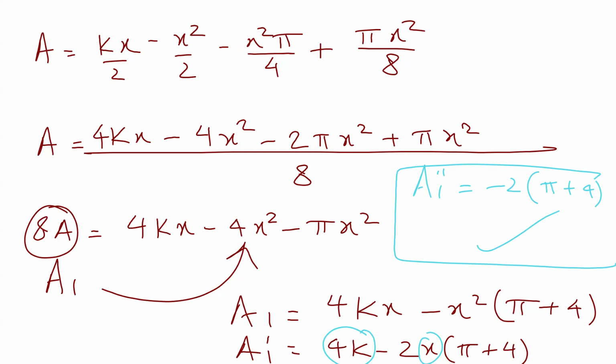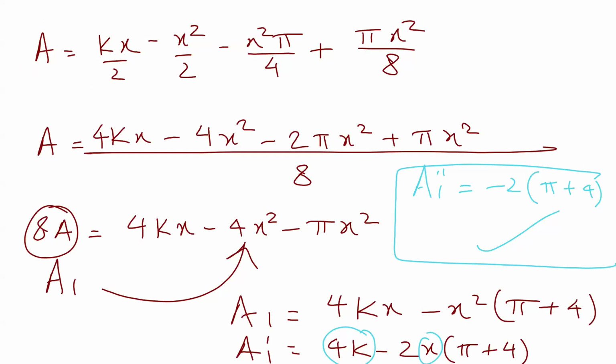Okay. Step 1. You can solve on your own and tell me what is step 1 answer, the value of x you will get. Step 1: A1 dash is equal to 0. Okay. So 4k minus 2x times 4 plus pi is equal to 0.